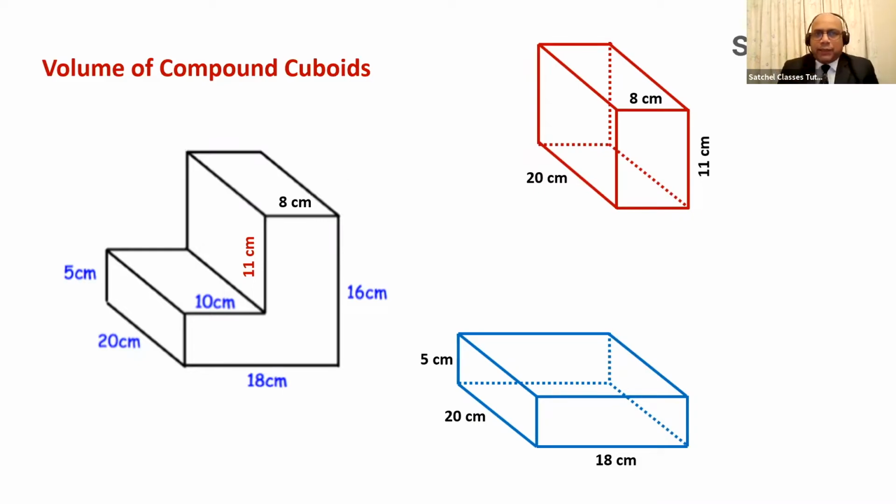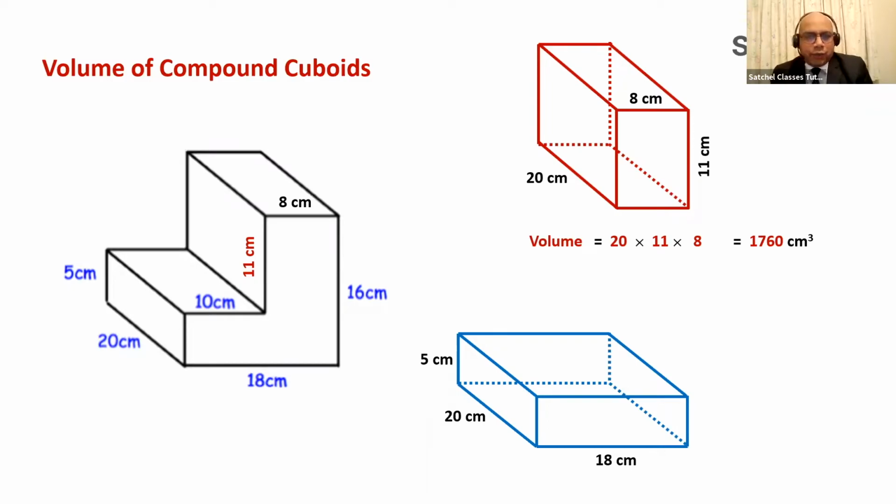You can always compare it with the original diagram in case you didn't understand how we arrived at these dimensions. Well, now that we know the dimensions of each of these cuboids, we can always find the volume of individual cuboids and then add them to find the volume of the compound cuboid. Do you know how we calculate the volume of any cuboid? Yes, it's length times width times height. So for the red colored cuboid, the volume will be 20 times 11 times 8, which is 1,760 centimeters cubed.